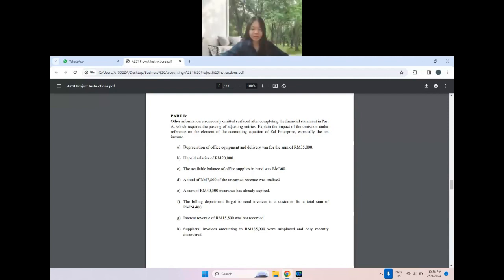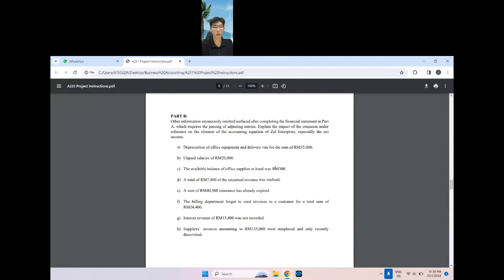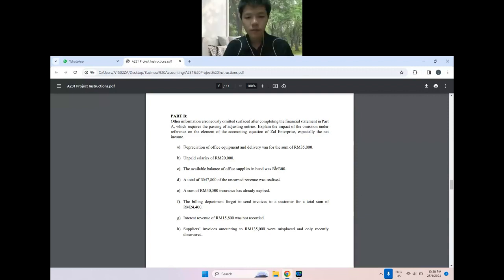No effect on liability, but it increases profit and loss. Do you guys agree? Yes, I agree with you. Yes, I agree. So move to the next question. The next question is that supply invoices amounting to 135,000 ringgit were misplaced and only recently discovered. So do you guys think this will affect profit and loss?